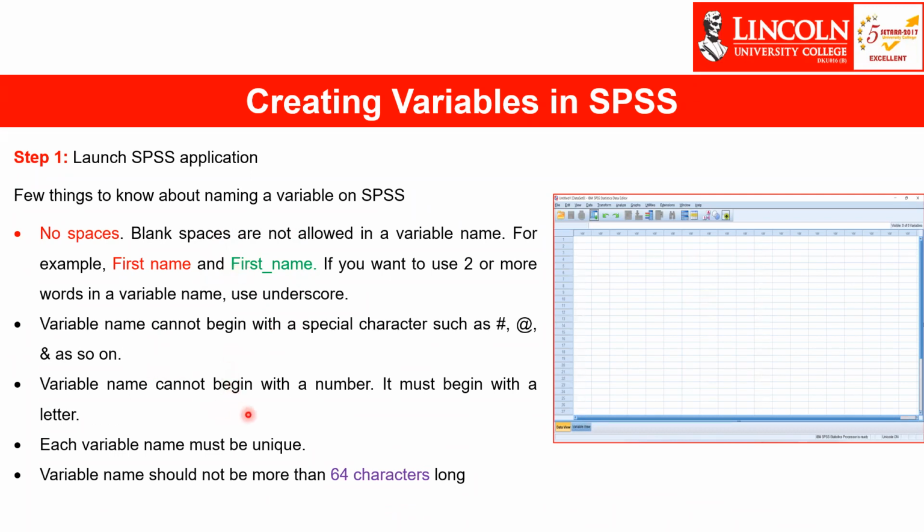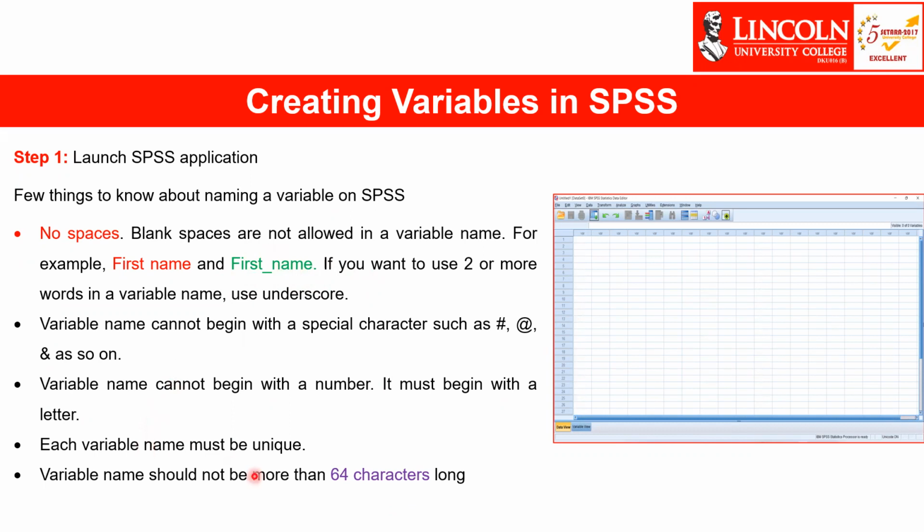Each variable name must be unique, meaning that variable names cannot be duplicated. Okay? You cannot have first name as one variable name, then go to another variable and give the same variable name, first name. No, that is not allowed. Each of the variable names must be unique.